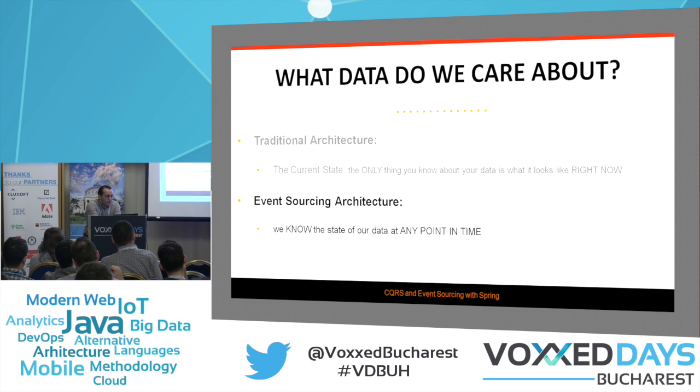With an event sourcing architecture, you know the state of your data at any point in time. As I mentioned, we're going to store all events that ever happened. So event sourcing does do things differently. Because we're storing that journal of events, we can pinpoint any point in time, and we can know exactly what the system looked like.